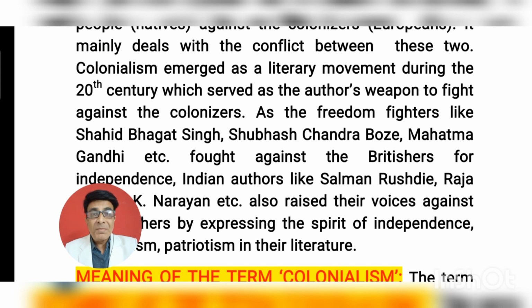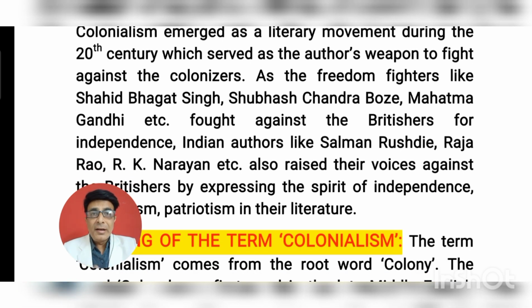But at the same time, there were some writers in India who also contributed in this fight to attain independence from the Britishers. And this weapon was literature. The weapon which the authors used to fight against the Britishers was the weapon of their pen. They started raising their voice in their literature.